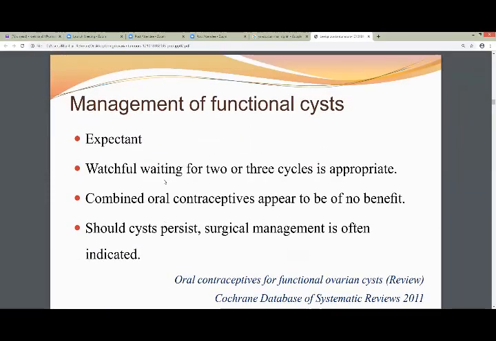For the management of functional cysts, as I told you before, it is expectant management. Watchful waiting for 2 or 3 cycles is appropriate. Combined oral contraceptive pills are a belief you will also come across, therefore we have mentioned it. Previously it was used in a large number of patients; they used to give oral contraceptive pills, keeping in view that they would suppress the gonadotrophins and the ovary would return to its appropriate state, but it is of no use. And should the cyst persist, surgical intervention may be required.